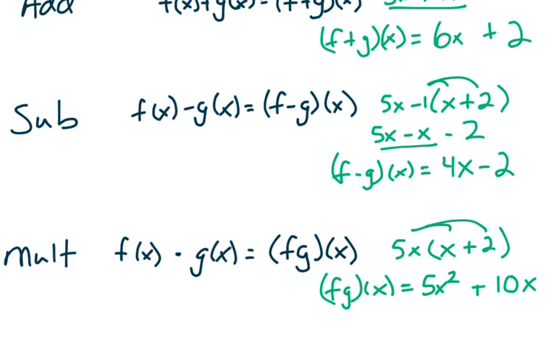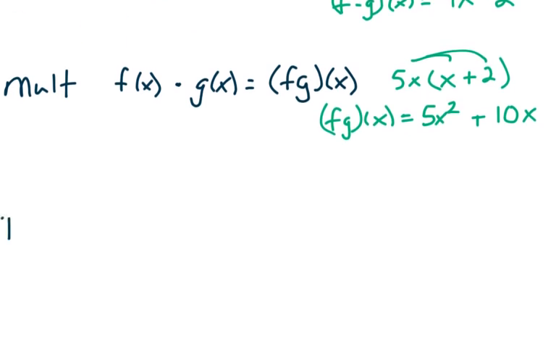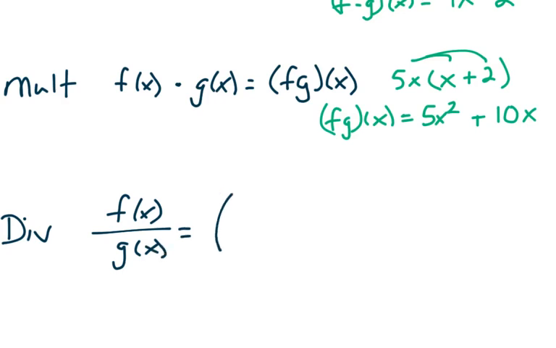Okay, and then the final operation is division. So if we have f of x divided by g of x, notationally what this looks like is going to be f over g of x. Okay, f over g of x. That means f of x divided by g of x. So f of x was 5x. G of x is x plus 2.